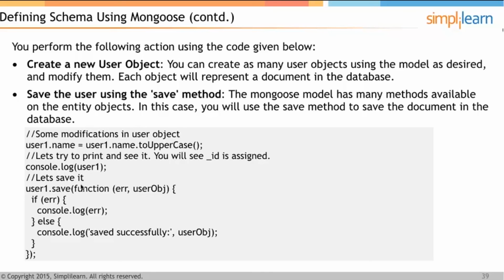Once that happens, let's save it. user1.save. The function will return two things: an error or the user object. If we get an error, print out that error. If we get the user object, write saved successfully and give the user object over there. That's how I'm going to define a schema using Mongoose. That's how I'm going to insert and update some documents using Mongoose.